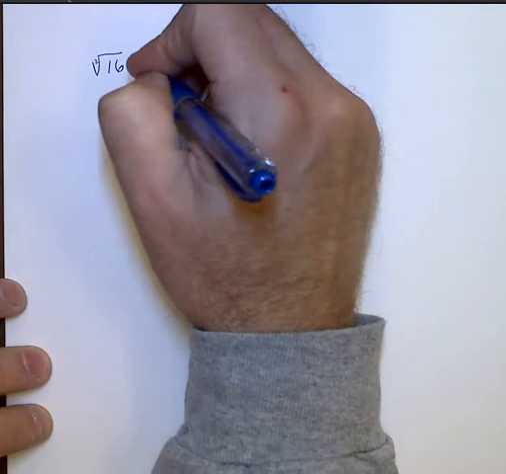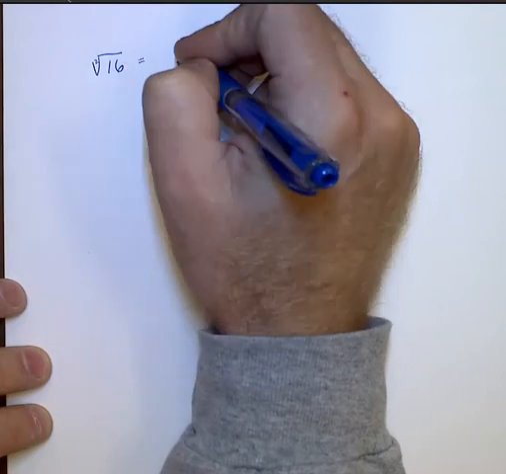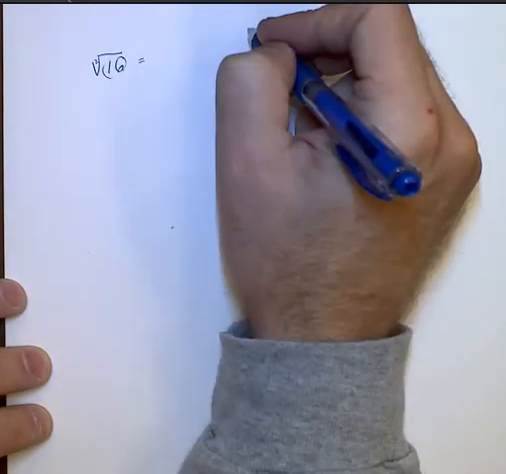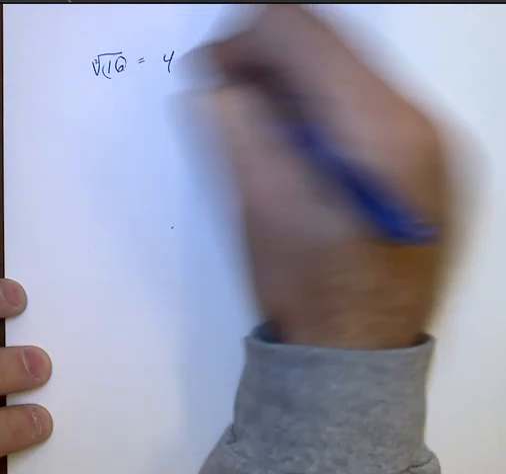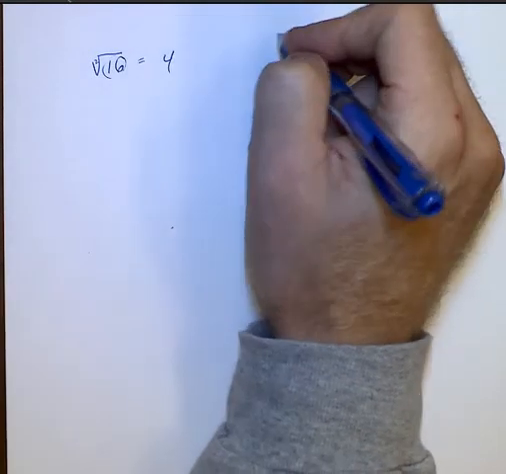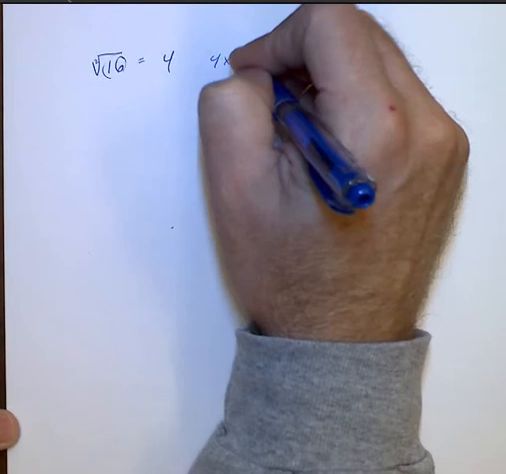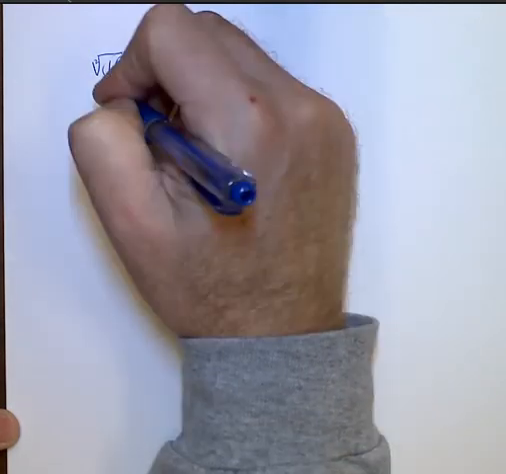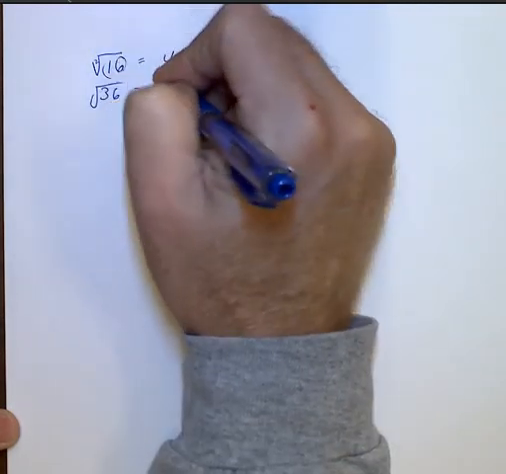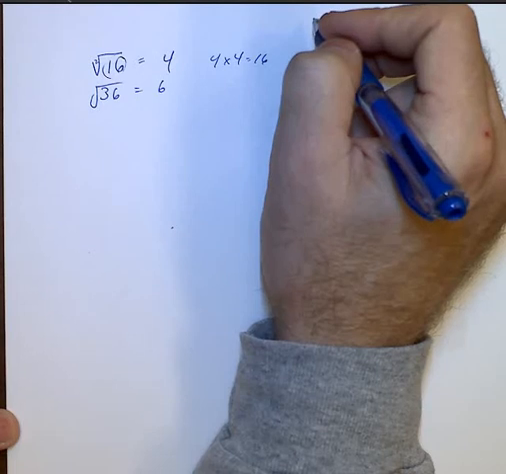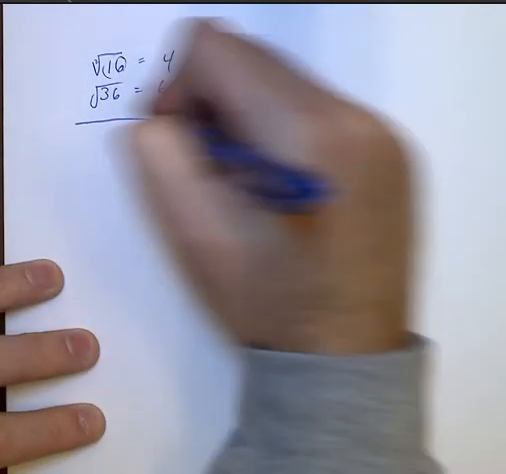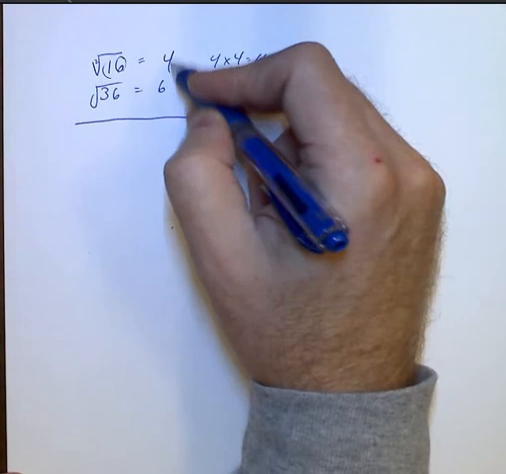When we talk about square root, we're looking for 2 numbers that multiply to whatever's under the square root symbol. In this case, the answer is 4, because 4 times 4 is 16. Square root of 36 is 6, because 6 times 6 is 36. Those are called perfect squares because the answers are nice and neat like that.